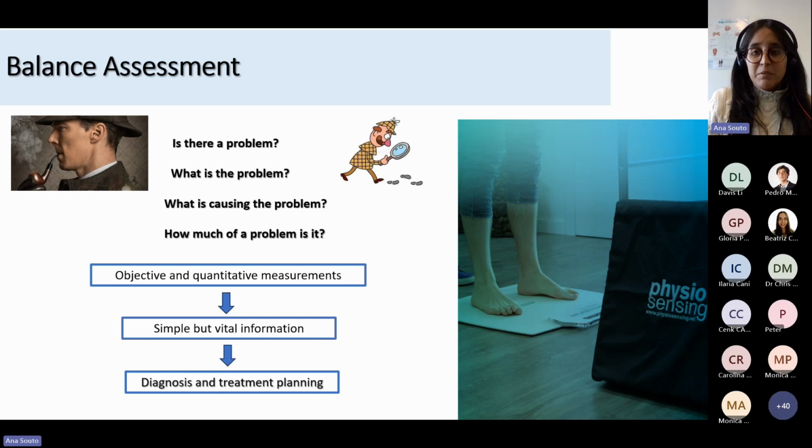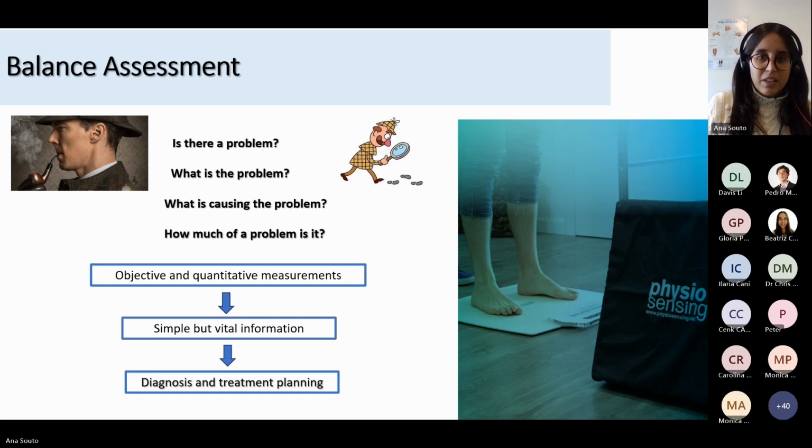The aim of balance assessment as part of the clinical examination is, firstly, to understand if there is in fact a problem, and then to understand the underlying causes. So we want to have objective and quantitative measurements that can be translated into simple but vital information for diagnosis and treatment planning.